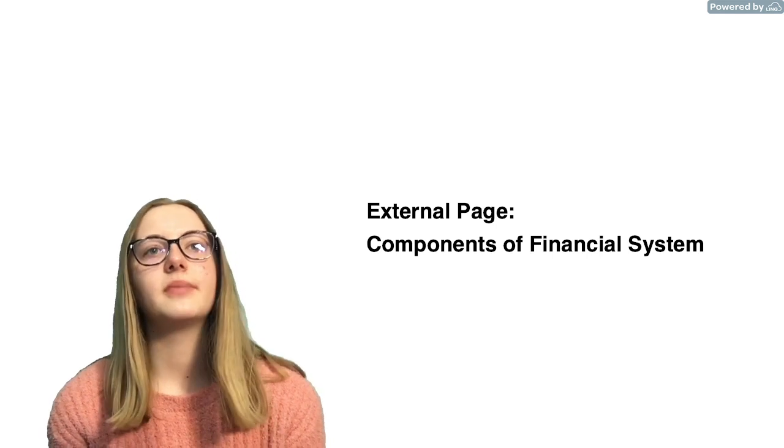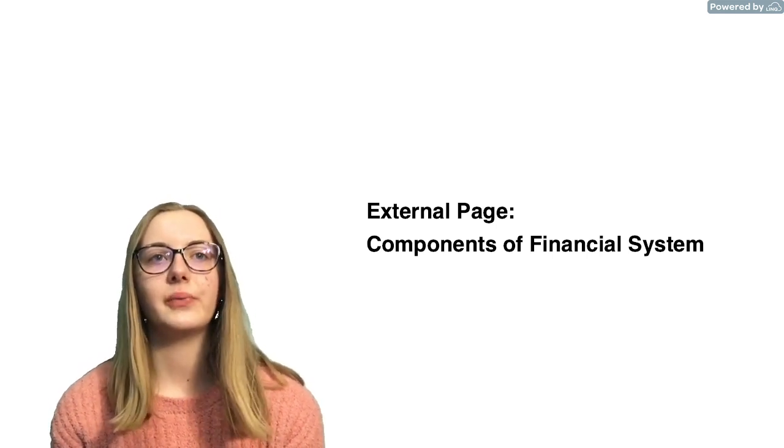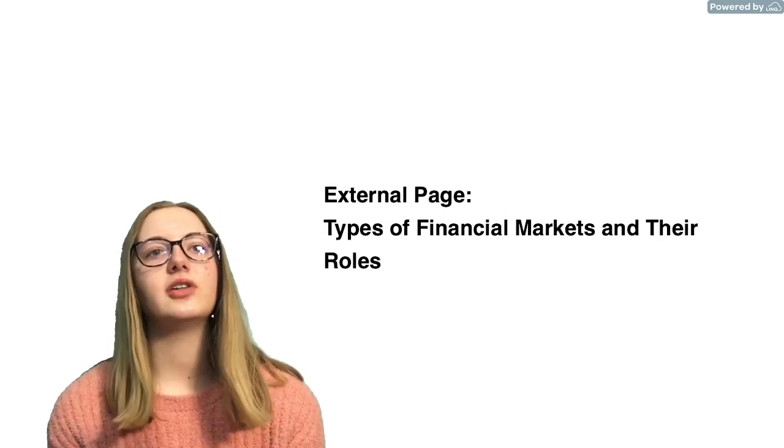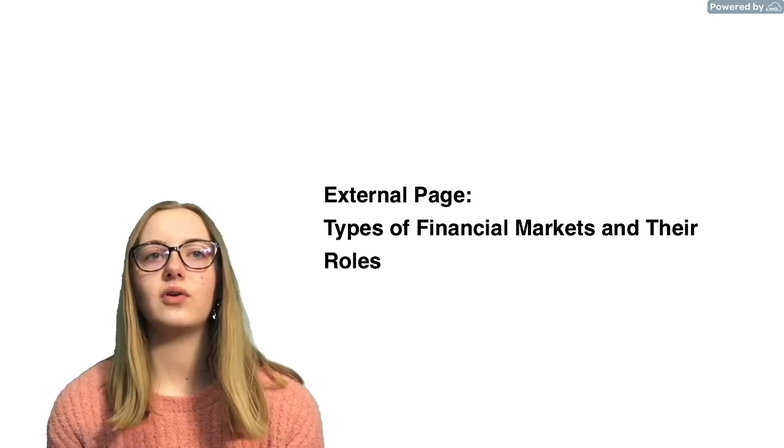Okay, finish reading this on your own. After the reading, you'll see that there's an external page called Components of Financial Systems that you should do. There's then an external page called Types of Financial Markets and Their Roles that you should read. And then there's an activity of flashcards so that you can review.